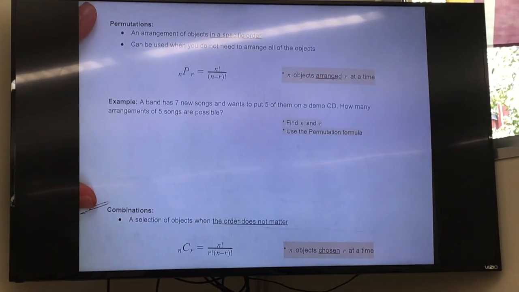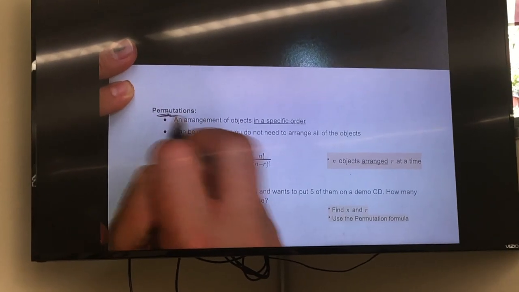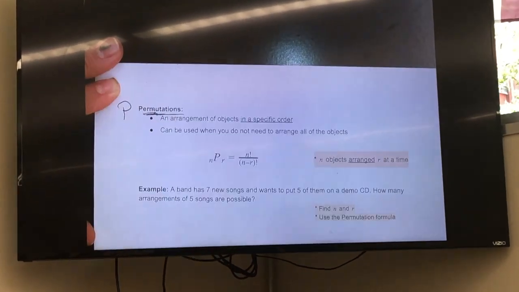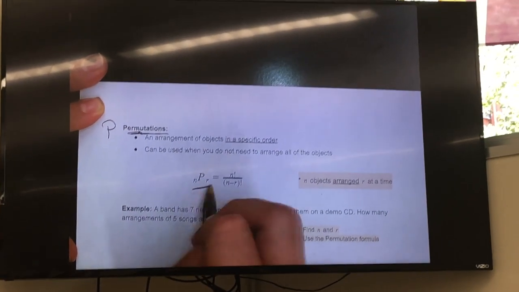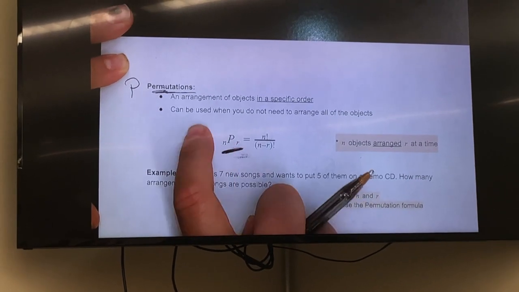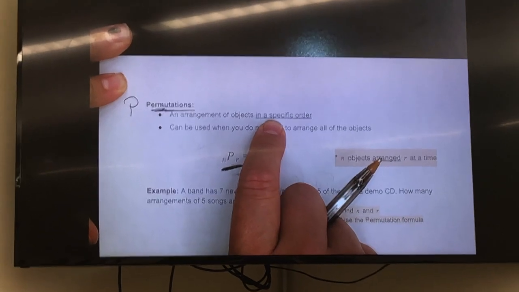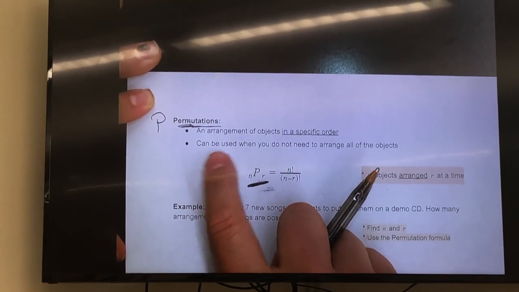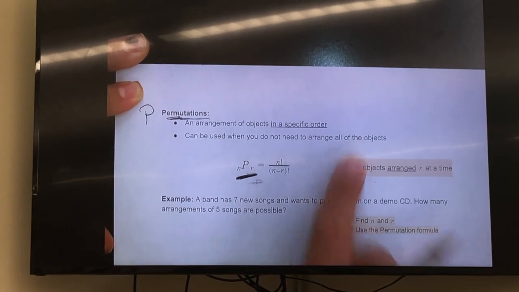Okay, so on the back side, the next type of problem we're looking at is permutations, okay? So that's the symbol P on your calculator, and again, this is how it will look on the calculator. nPr. This is an arrangement of objects in a specific order. This can be used when you do not need to arrange all of the objects, all right?